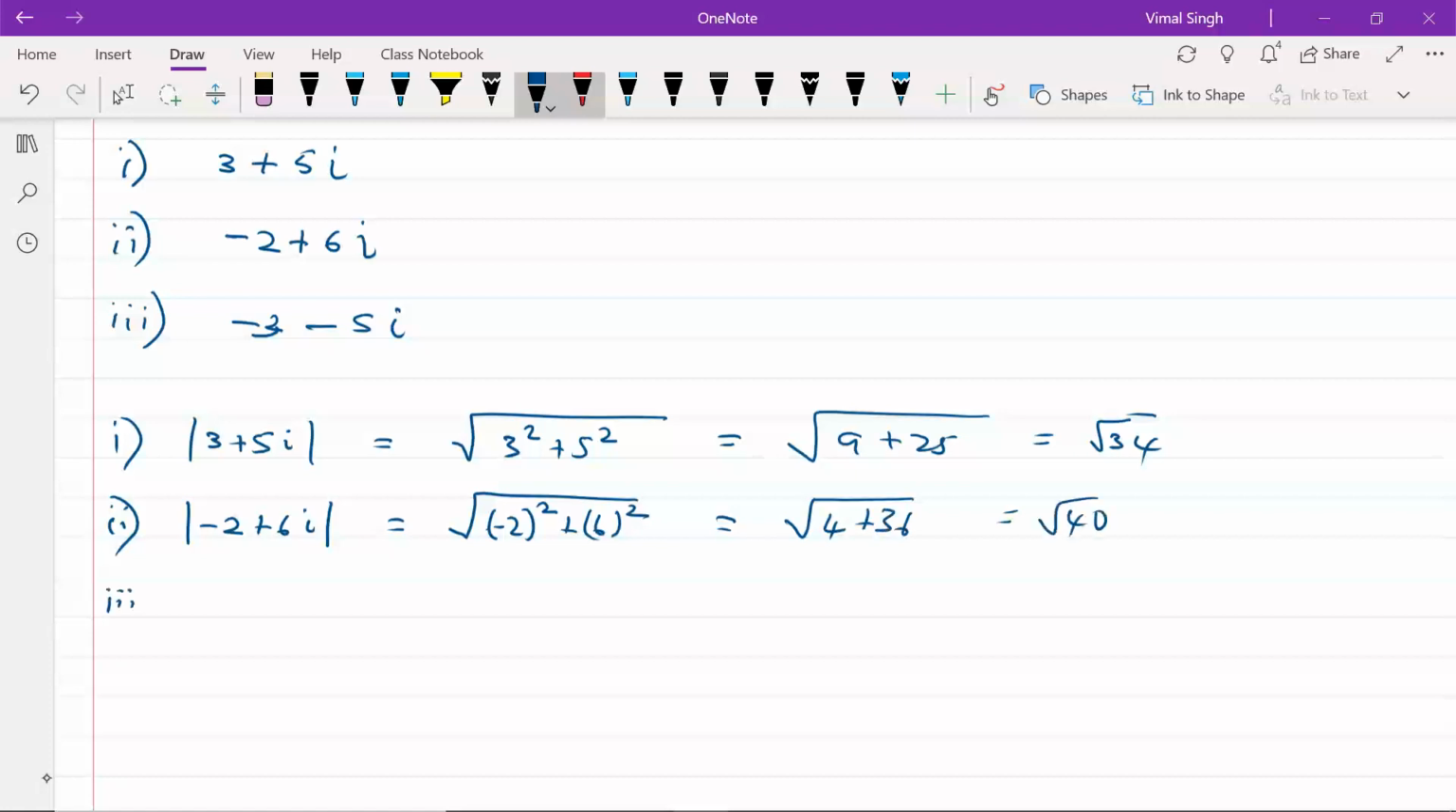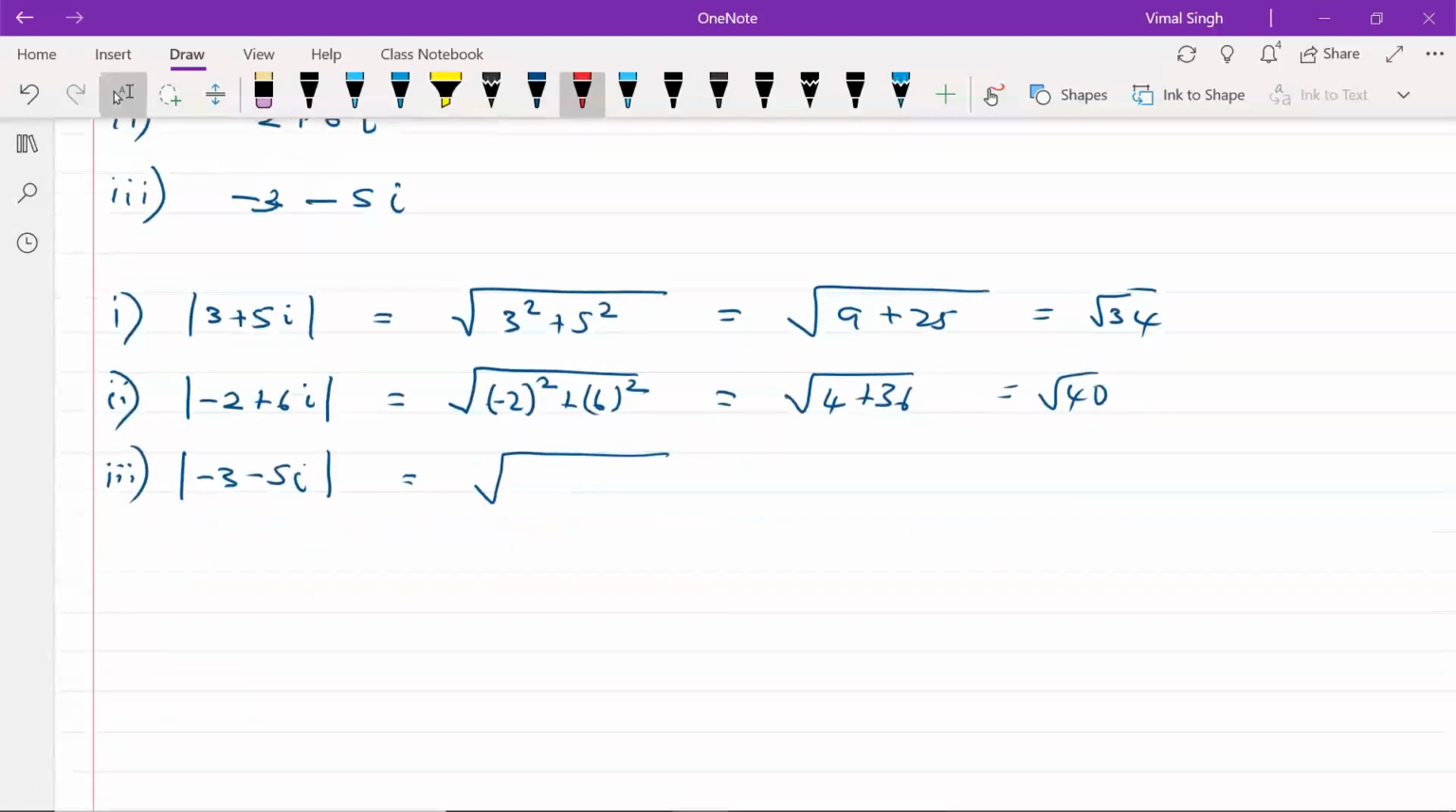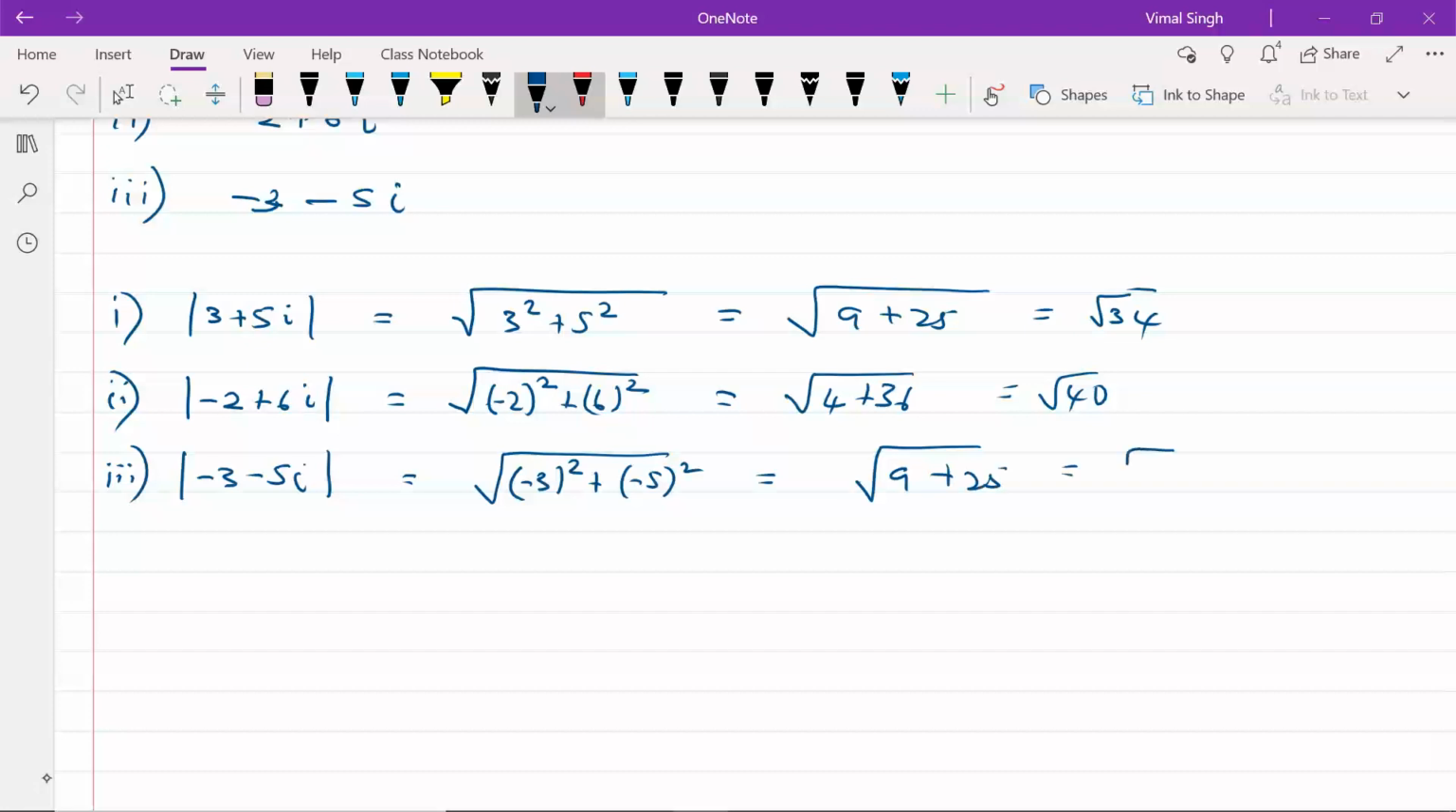And number 3 here, the modulus of minus 3 minus 5i, is going to be the square root of 9 plus 25, and this one is again the square root of 34.